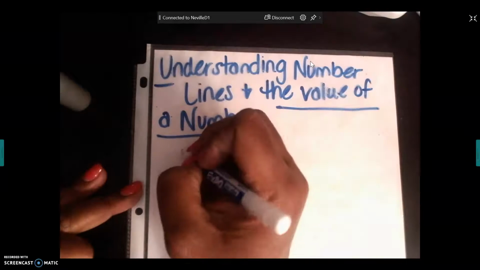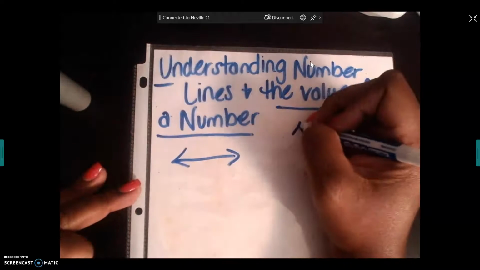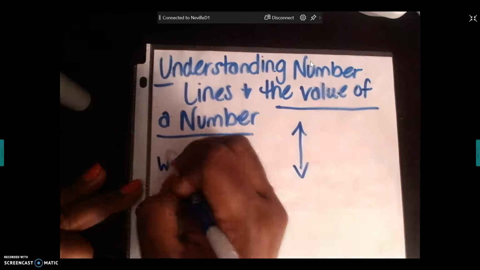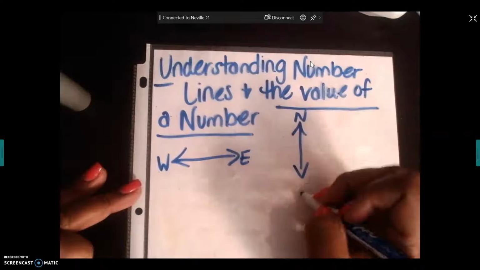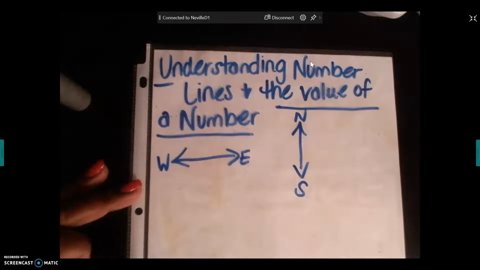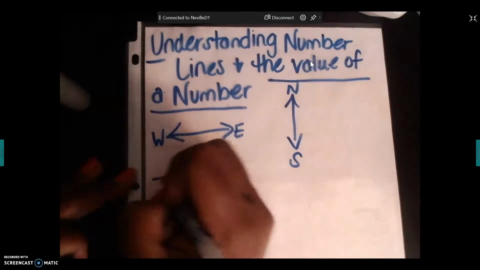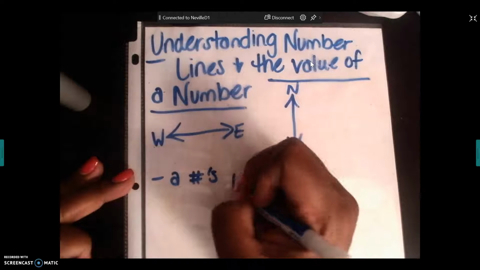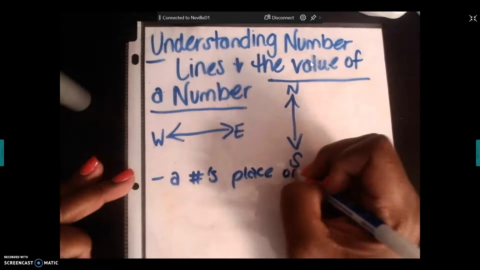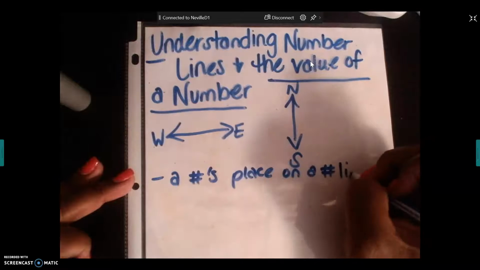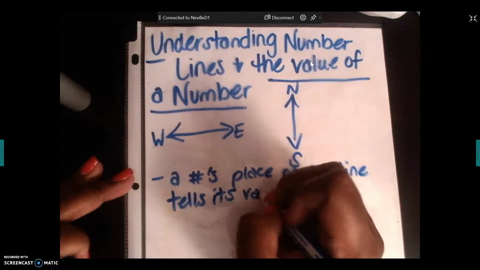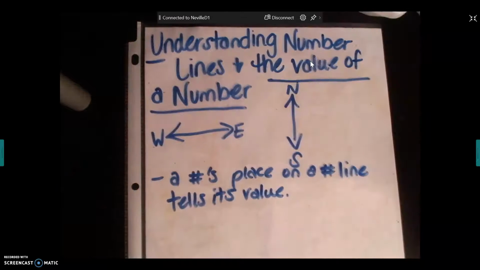But when we look at a number line, it's important for us to know that a number line can be either horizontal or vertical. Okay? West to east or north to south. Number lines can appear in any way. Tick mark in our notes is important that we know that a number's place on a number line tells its value, because we're looking at that number's distance from zero.